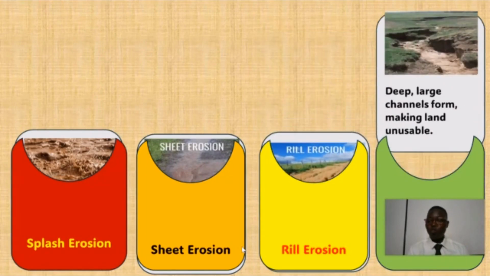The last type of soil erosion is called gully erosion. It usually occurs when surface runoff cuts across the soil surface, making large channels that are deep, and these usually make the land unusable. Note that this particular type of soil erosion is very severe and can make the land unusable over a period of time. It also leads to formation of seasonal rivers.